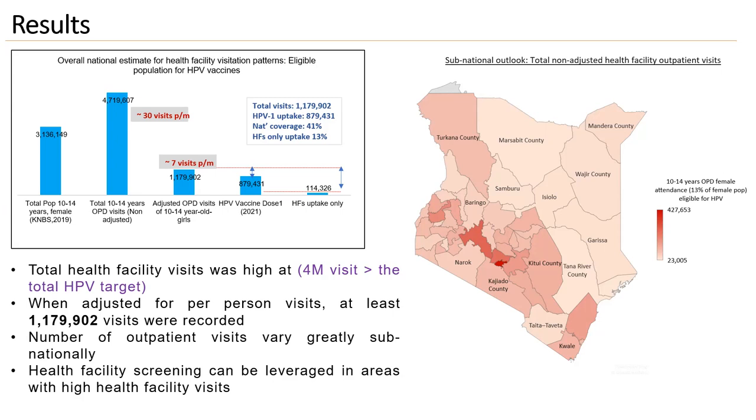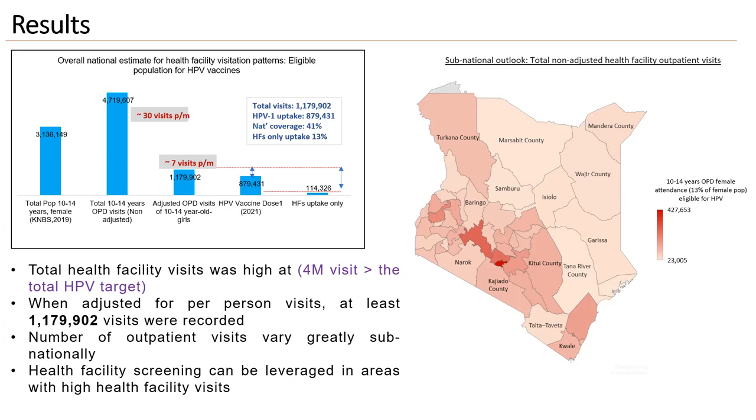Those were registered visits. Of course, I've said in the initial statement that one person can visit a health facility more than once, or visit more than one health facility, and will be registered as a first visit. If you look at 4.7 million visits, and in the country we have at least 13,000 health facilities, it means that we are having at least 30 visits per month.